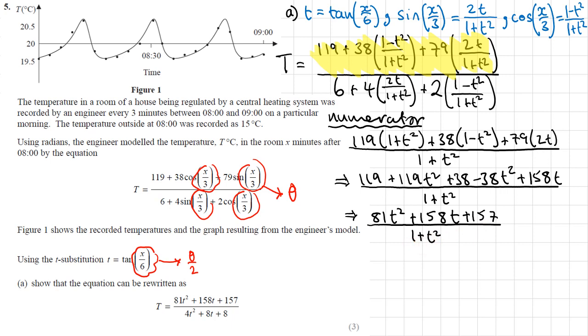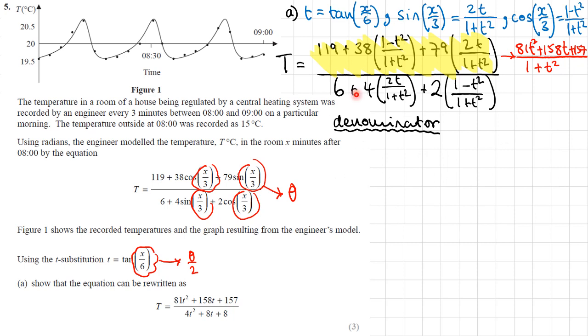Now I've still got some working to do, so what I will do is write that here for my numerator. So 81t squared plus 158t plus 157, and that's all over 1 plus t squared. So let's move on to our denominator now.